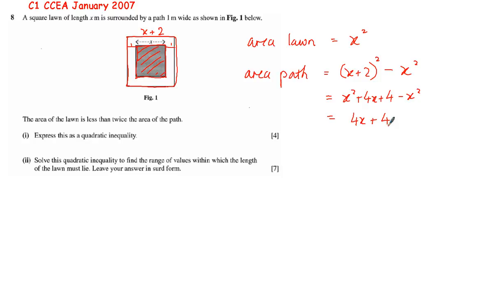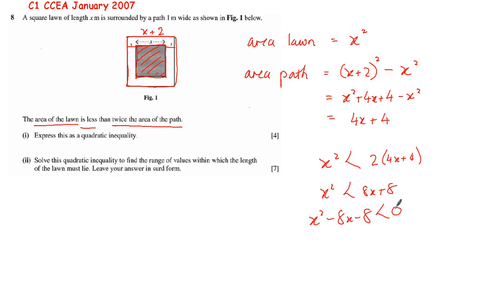Now, we're told that the area of the lawn, x squared, is less than twice the area of the path. Well, that's 2 times 4x plus 4, or x squared is less than 8x plus 8. Or just rearrange that: x squared minus 8x minus 8 is less than 0. So we've got our quadratic inequality.